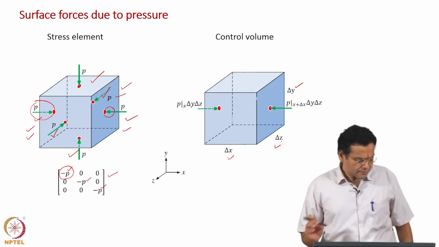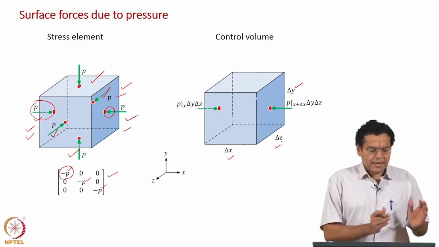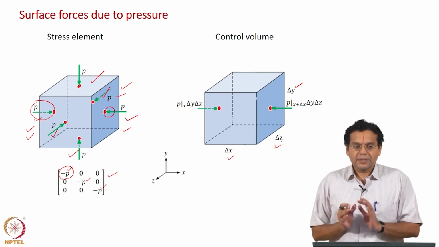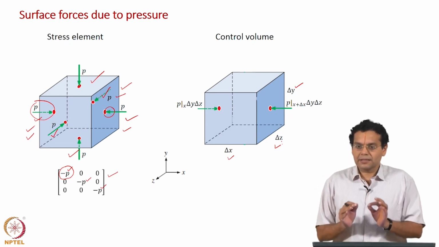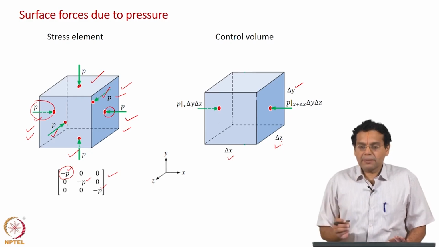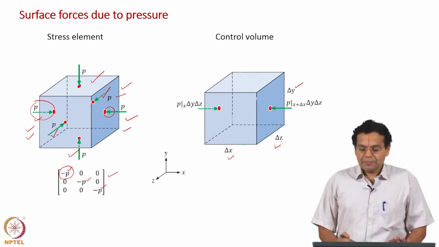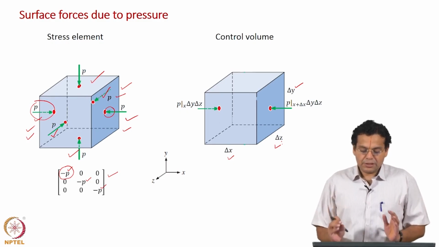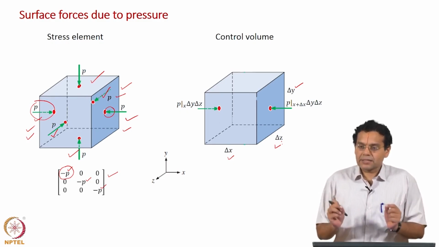Now, we will have to carry whatever we discussed for the stress element to the control volume, taking into account spatial variation, that is all you are going to do. And now, because we are writing the momentum balance for the x direction, on the right hand side of the control volume I have shown only forces due to pressure acting along the x faces. Okay.